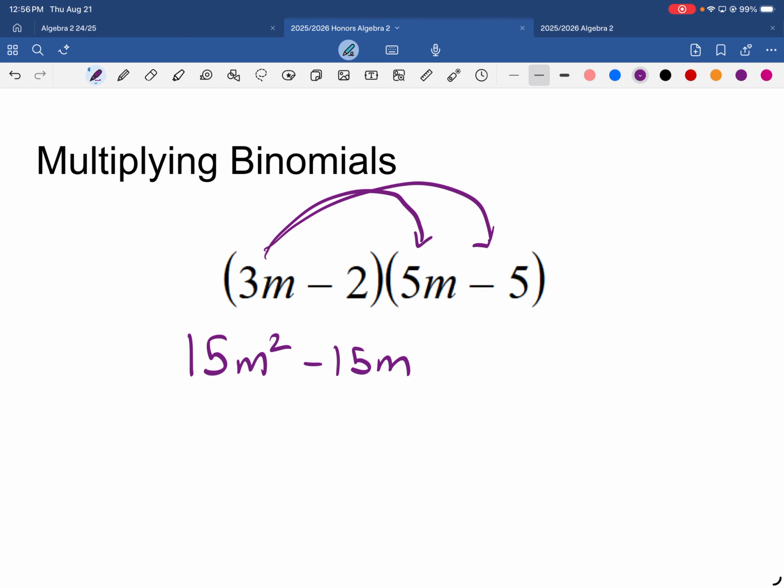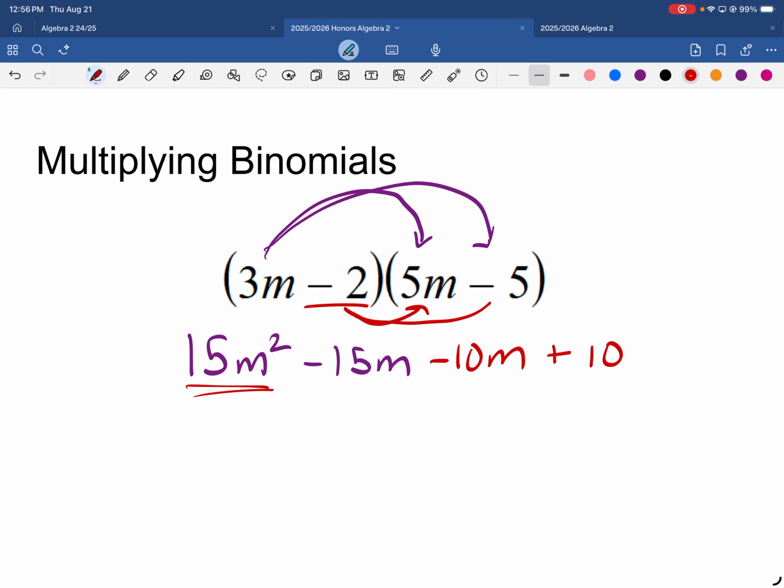So now I've taken the first times the first, and I've taken the outside times the outside. I've taken every term from the first one times every term of the second one. Now I have to do the same thing for the second term. I have to take negative 2 times negative 5m, which is negative 10m. And I have to take negative 2 times negative 5, which is positive 10. Now I've taken every term from the first times every term from the second.